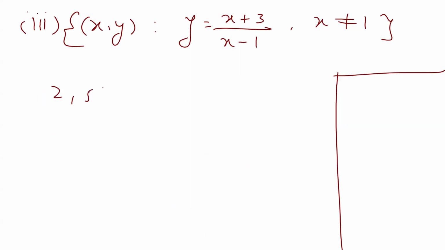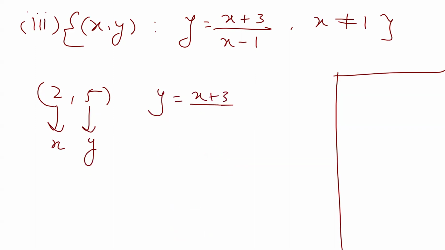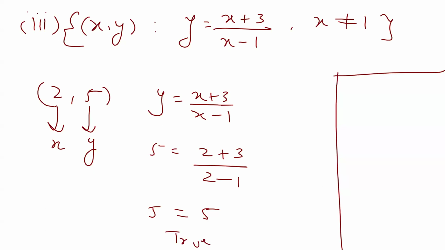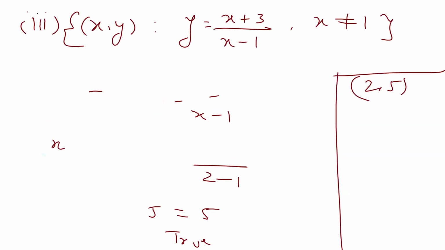(2, 5). This is x and this is y. y is equal to (x plus 3) upon (x minus 1). So y is 5, x is 2. So yes, 5 is equal to 5. The LHS and RHS are same. That means this is true. So we got our first ordered pair from the list which they have given, (2, 5).